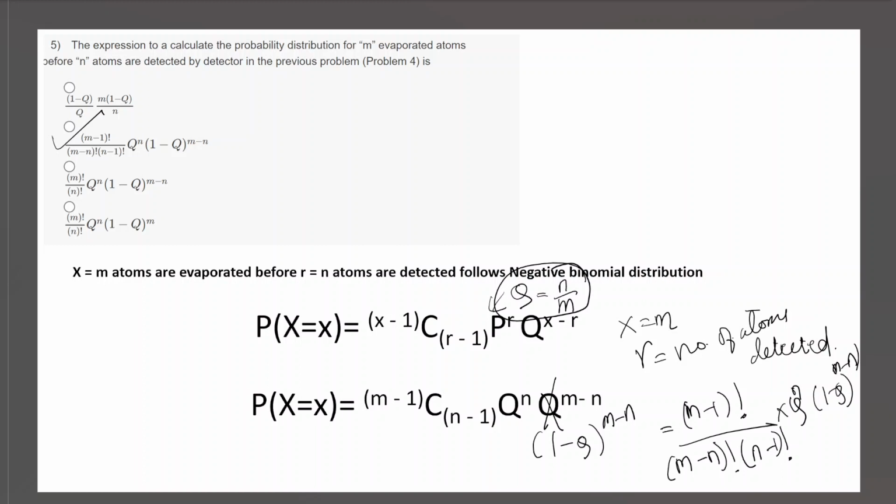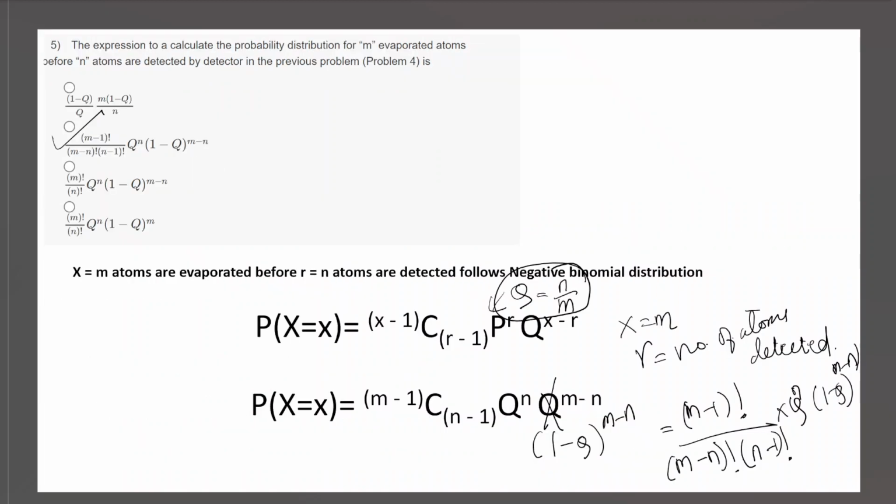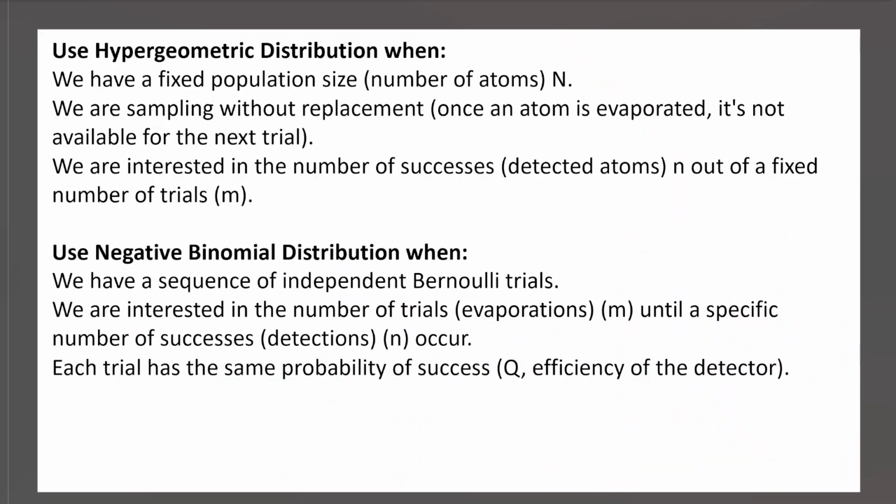So the first thing we have to understand is in which case it is negative binomial distribution and in which case it is hypergeometric. Okay, so this we will try to elucidate clearly in the coming slides. We use hypergeometric when we have a fixed population size and we are sampling without replacement, which means once an atom is evaporated, it is not available for the next trial. We are interested in the number of successes, the number of detected atoms, out of a fixed number of trials.